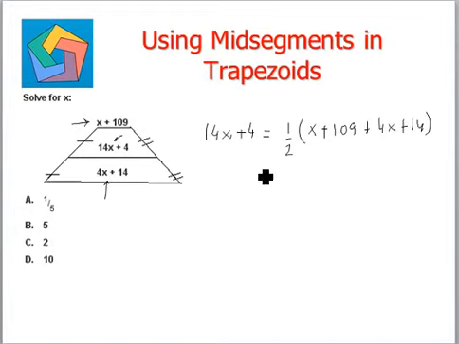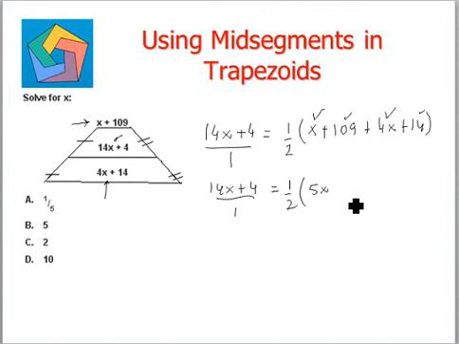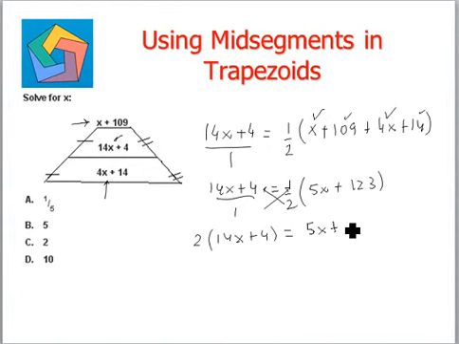So first we'll write it like this. We'll solve inside the parentheses. Equals one half of x plus 4x is 5x, 109 plus 14 is 123. We'll cross multiply. We get 2 times 14x plus 4 equals 5x plus 123. Applying the distributive law, we have 28x plus 8 equals 5x plus 123.